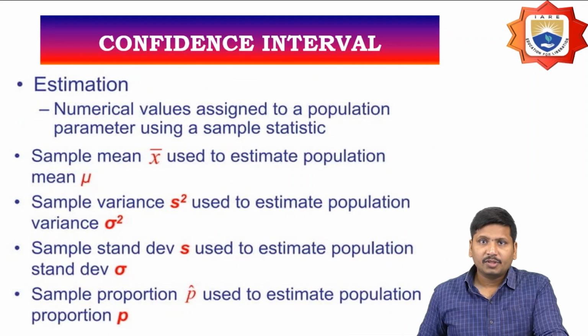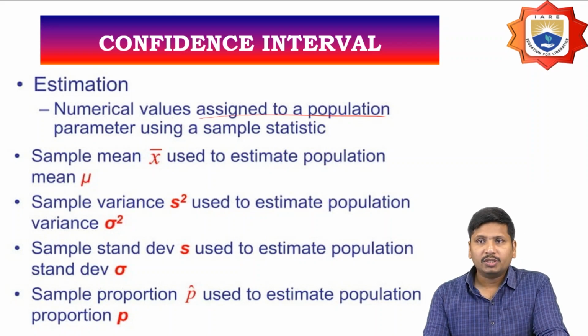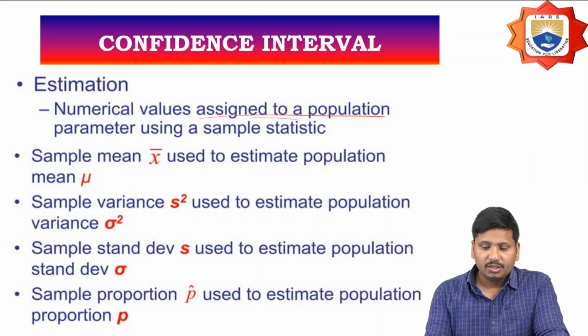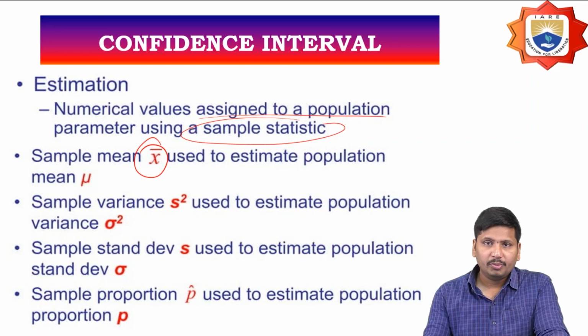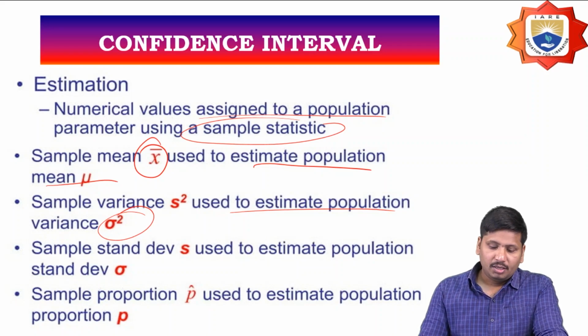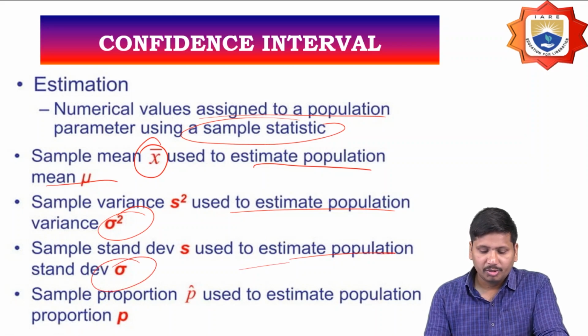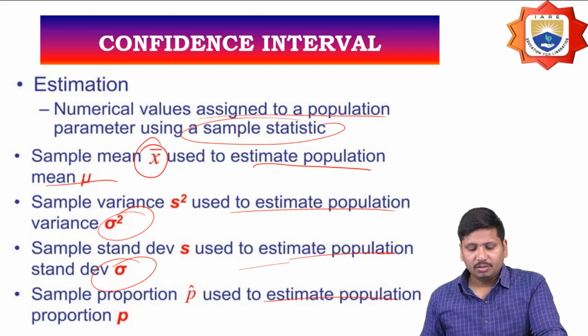And we are able to do decision making. So estimation means that numerical values are assigned to the population parameter using sample statistics. The sample mean x bar is going to estimate the population mean, and the sample variance is going to estimate the population variance, denoted as sigma square. The sample standard deviation S is going to estimate the population standard deviation, denoted as sigma, and the sample proportion P cap is going to estimate the population proportion P.